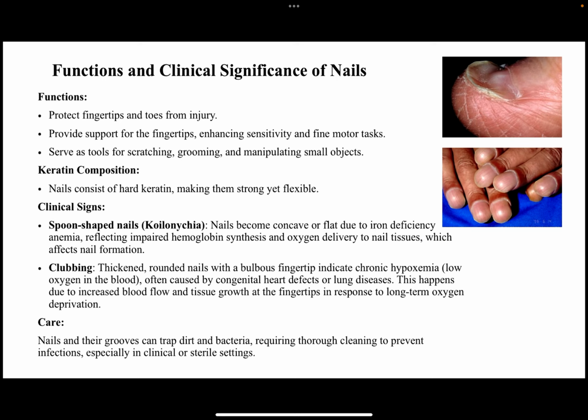Now let's look at the reasons why you need to understand the nails, the clinical significance of the nails' anatomy. The nails protect the fingertips and toes from injury. That is one of the significances of the nails. They also support the fingers, enhancing sensitivity and the ability to perform motor tasks.